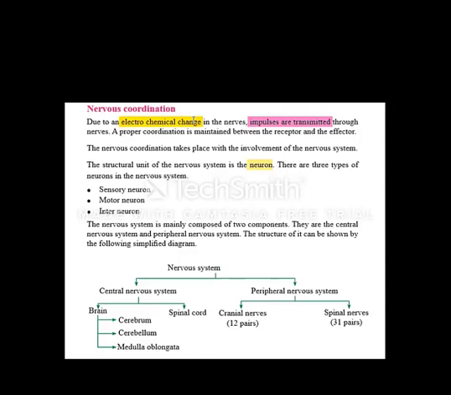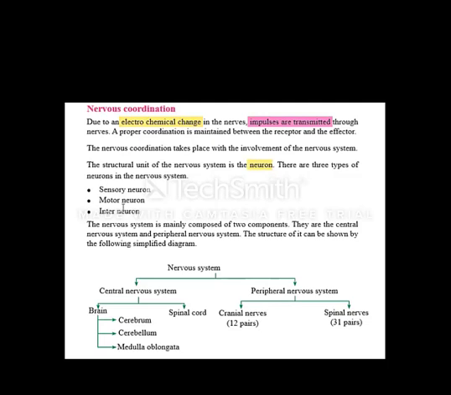Other than that, there is also a release of certain chemical substances from these nerves in order to carry out this process of transmission of impulses. Therefore, transmission of impulses through nerves takes place due to an electrochemical change in the nerves. And this ensures proper coordination between the receptors and effectors. Right? Okay. So we have learned about 3 types of neurons in the nervous system: the sensory neuron, the motor neuron, and the interneuron. Right?